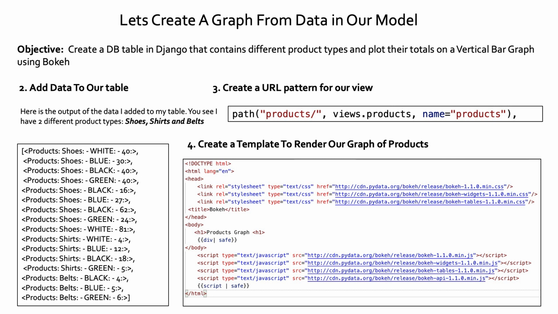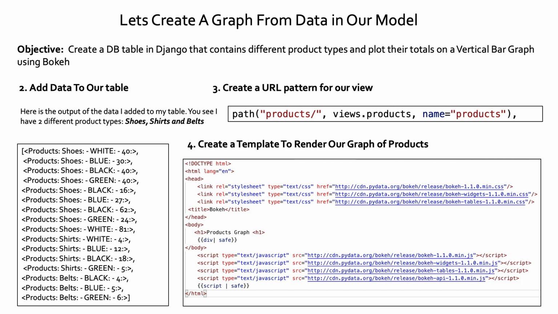Now we have steps 2, 3, and 4 to contend with. Step 2 here is nothing more than me going into Python interactive and just dumping the data that I created, just to be able to show you that I have products of type shoes, shirts, and belts. That's it, with various different colors and prices, all very much made up if you look at some of them. Then I create my URL pattern for the view for this. I call it products, views.products.